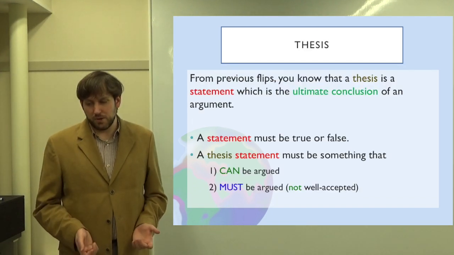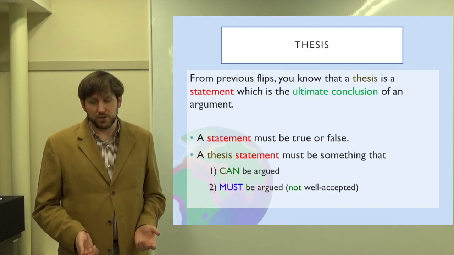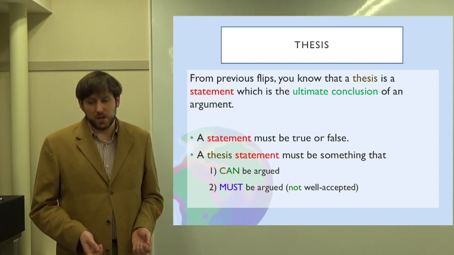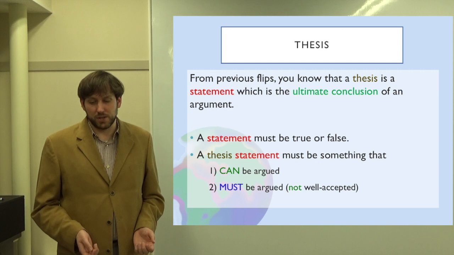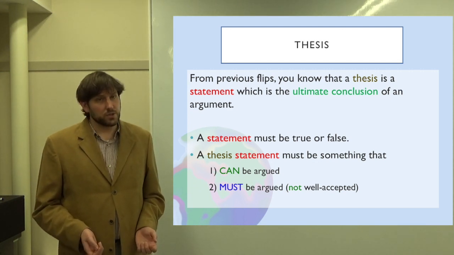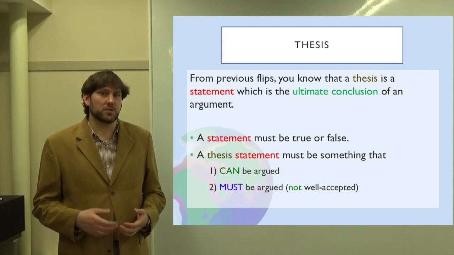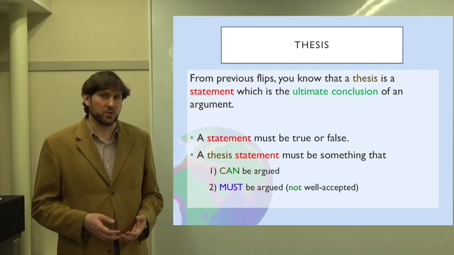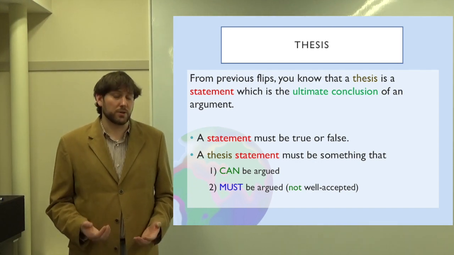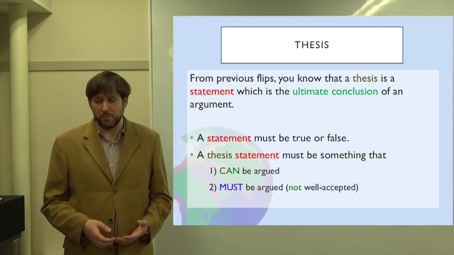From previous flips, you know that a thesis is a statement, which is the ultimate conclusion of an argument. Now, a statement must be true or false, and a thesis statement must be something that can be argued and something that must be argued. So this both means that you can make a logical argument that leads to the conclusion, and that the conclusion is not so obvious that your readers will already have the conclusion in mind.